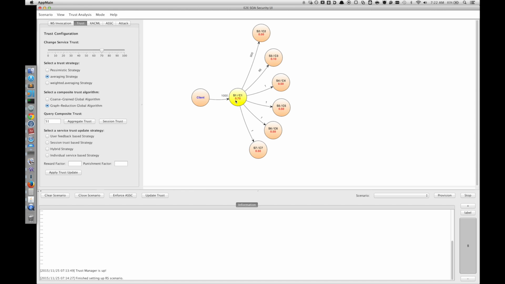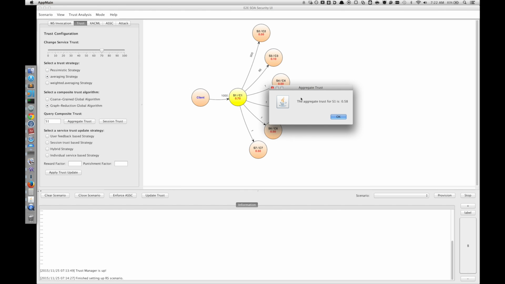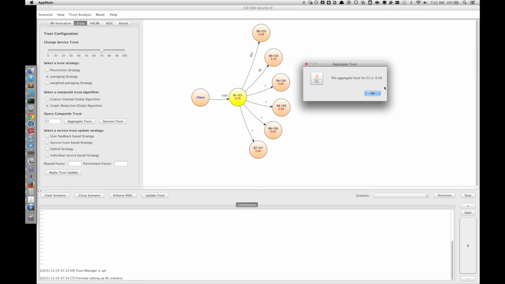For example, if we query S1 here, the aggregate trust will be 0.58, which is higher than the 0.47 based on the coarse-grained global algorithm. The reason here is that in the graph reduction algorithm, we see that the weight of S3 is much lower than the weight of S2 and even S1 here, which has a weight of 1,000.